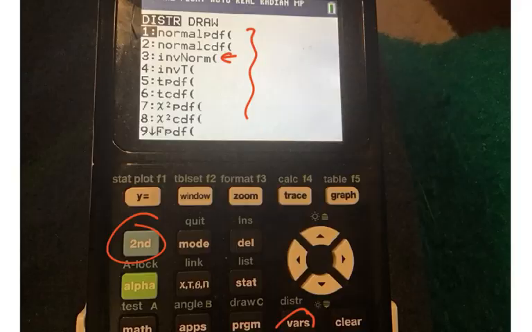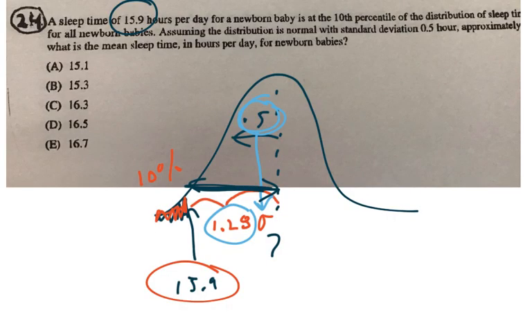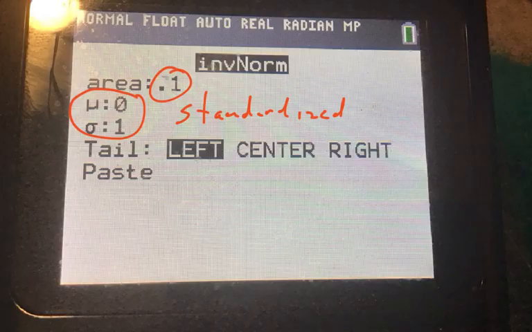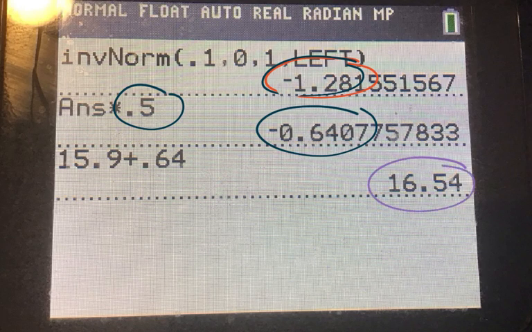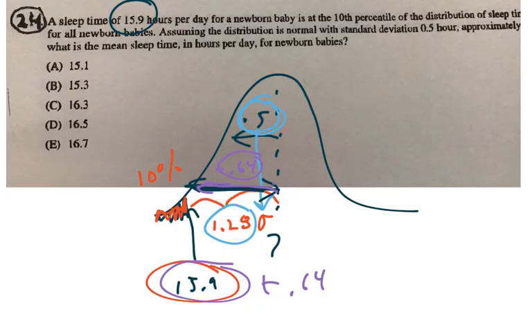So I know if I take this 15.9 right here and I add, I know this distance from here is negative 0.64, but that's going to the left. If I go to the right, that absolute value is 0.64, right? So I'm going to add 0.64 to that, and that's how I know it's 16.54. And when I look here, you could see the only one that's really close is 16.5.